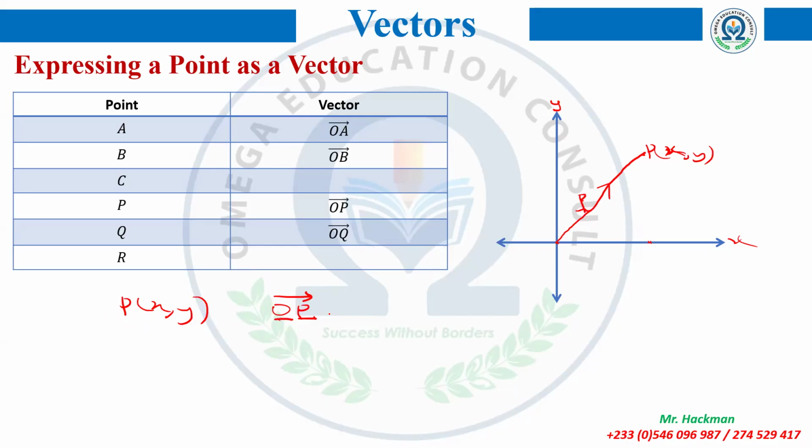So every point indirectly is a vector, but it is a special vector, which is a position vector. Every point is only a position vector. There is no point that will be a free vector. Take note: all points are vectors, but they are special vectors, position vectors.